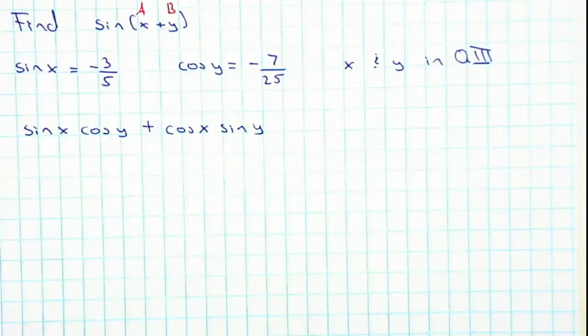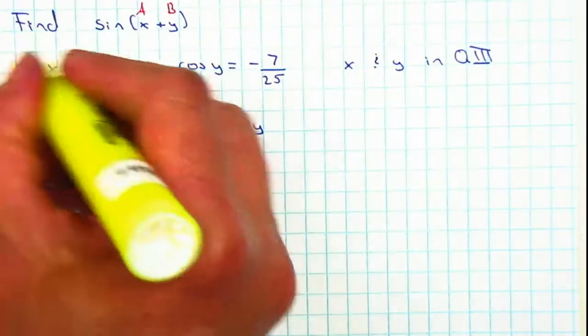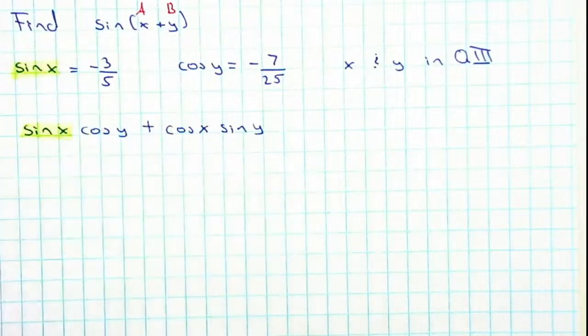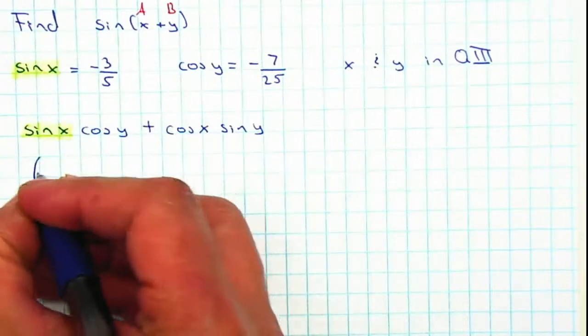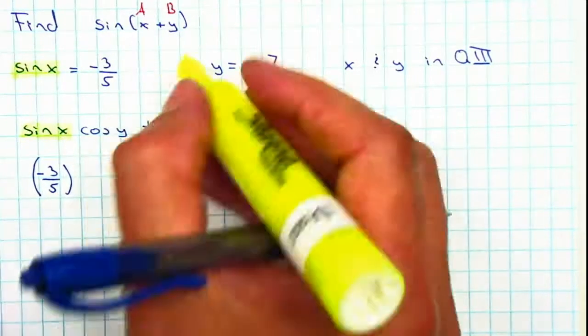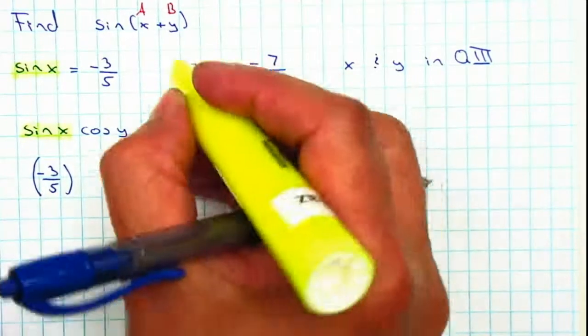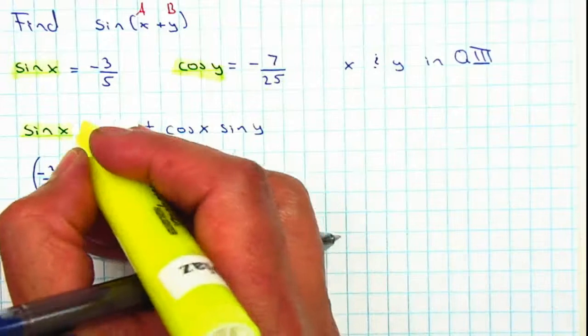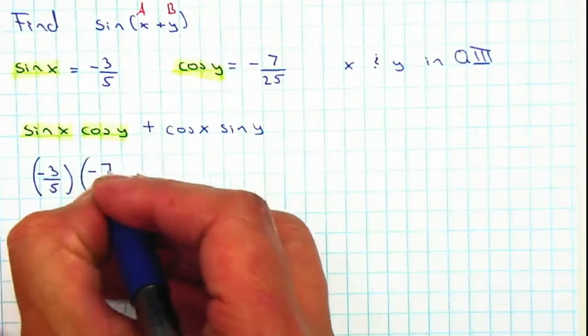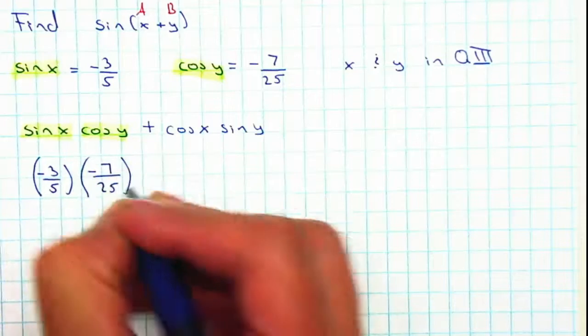Plus the cosine of x multiplied by the sine of y. In this case, they give us that the sine of x is negative 3 over 5. So I'm going to replace the sine of x with negative 3 over 5. And it tells us that the cosine of y is negative 7 over 25. So I'm going to replace the cosine of y with negative 7 over 25.